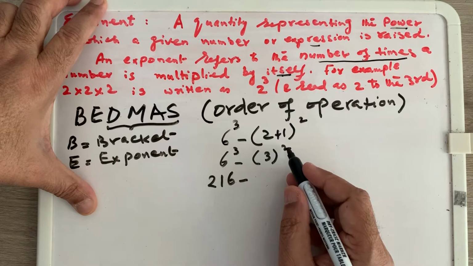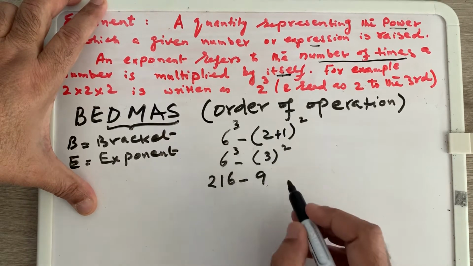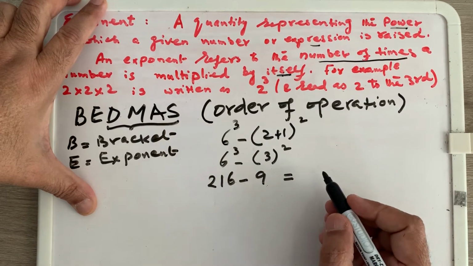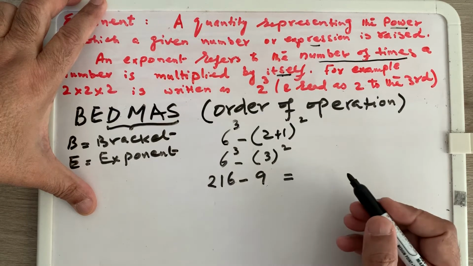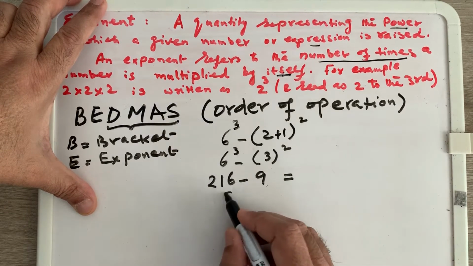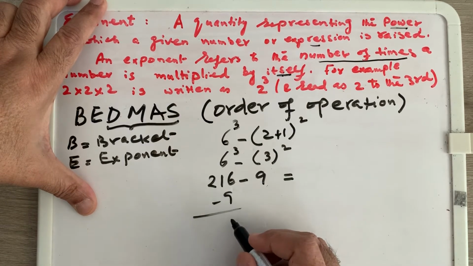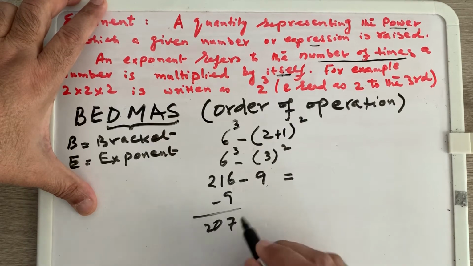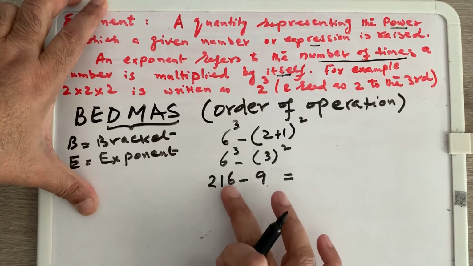So I am doing my exponent. 3 times 3, which is 9. And then I will subtract it to get my answer. So 216 minus 9, which is 200 minus 9, so 191, and 16 minus... so 207, right? So 207 is my answer.